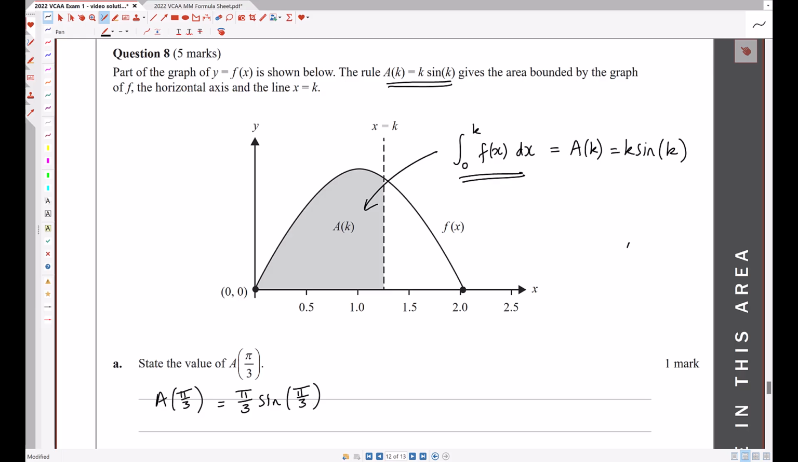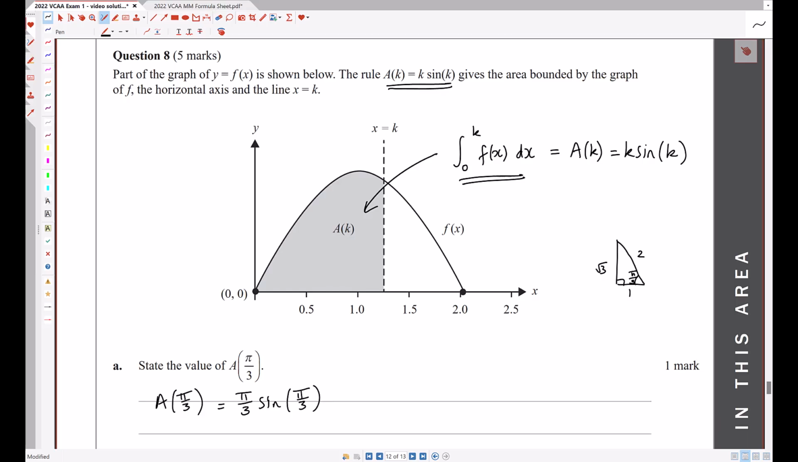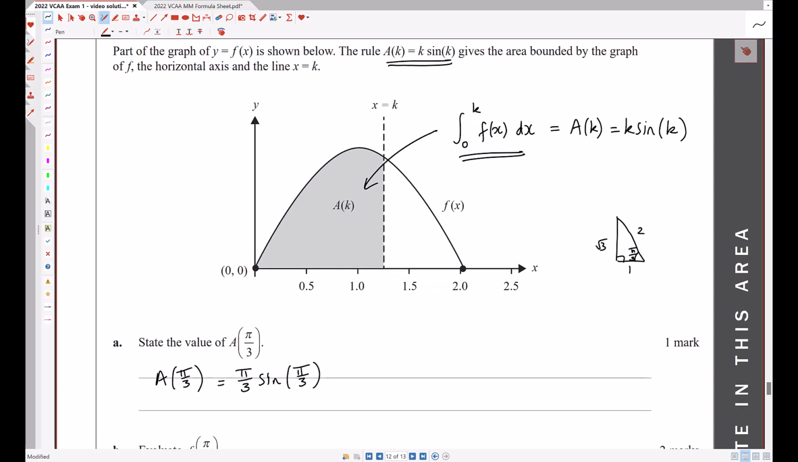Again, we need to know our exact values. This is the second time in the tech-free paper we've needed to know our exact values. So our half equilateral triangle that we talked about earlier, sine of π on 3, so that's 60 degrees, that's π on 3 down there. Sine of π on 3 is opposite over hypotenuse, sorry I put that 2 in the wrong way around. The side length of the equilateral triangle is 2, which will be that length, and therefore that's half of that length. So sine of π on 3, opposite over hypotenuse, will be root 3 on 2, and so this is going to be π on 3 times root 3 on 2, so π root 3 over 6.